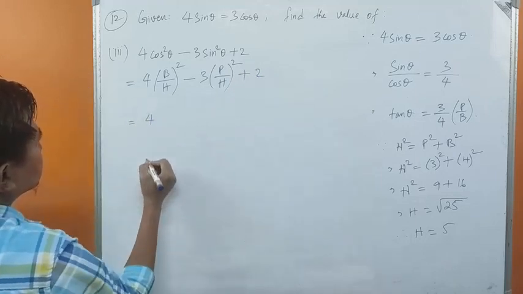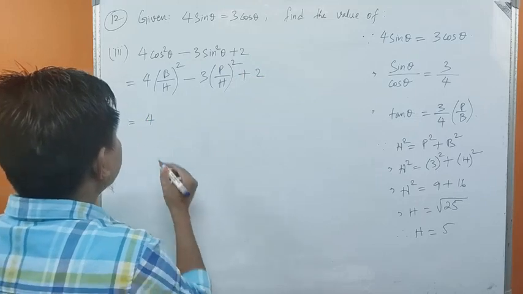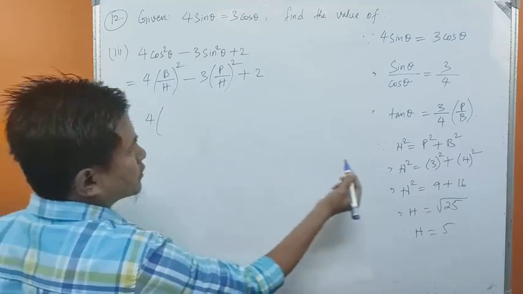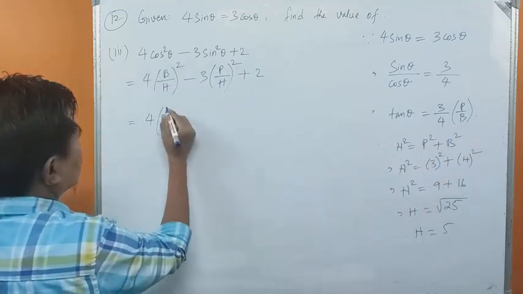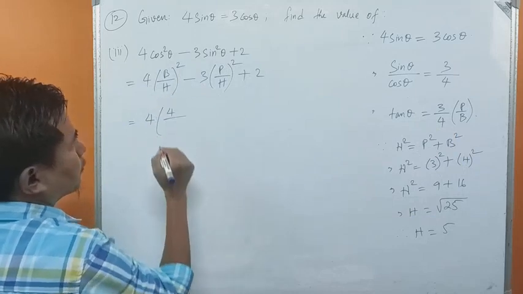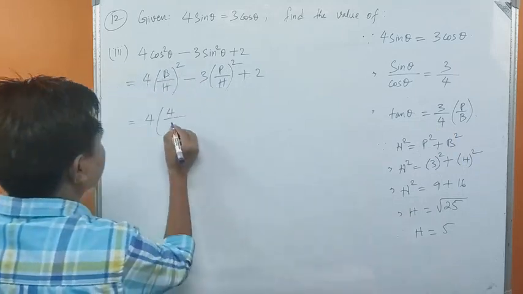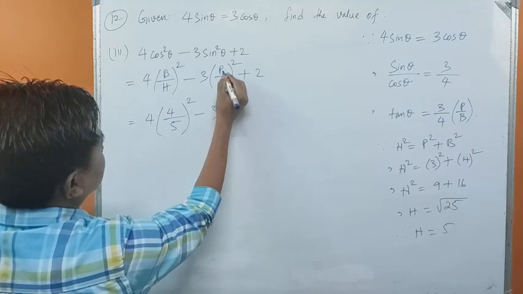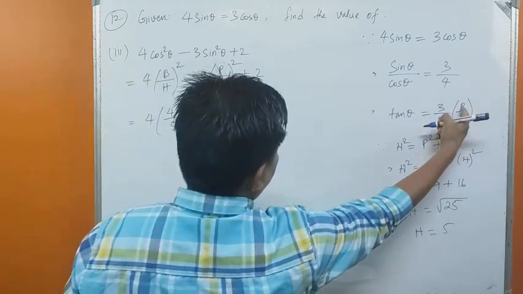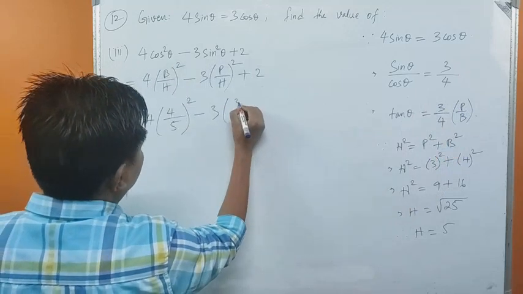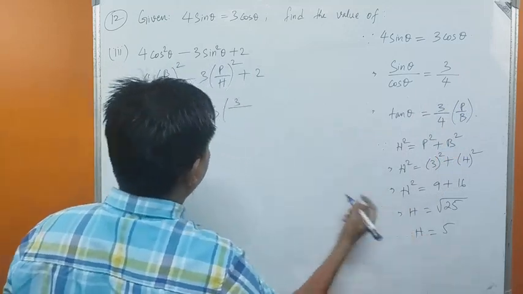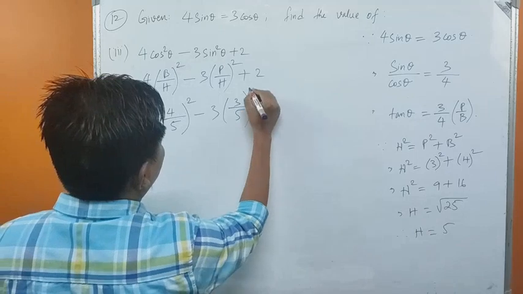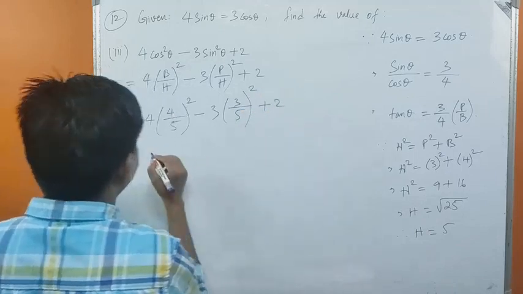Now let us put the value of B, P, and H. Okay, so what is B? B is base, base is 4. So 4, hypotenuse H is 5, whole squared, minus 3. What is P? P is perpendicular, perpendicular is 3. And what is hypotenuse? Hypotenuse is 5, whole squared, plus 2.